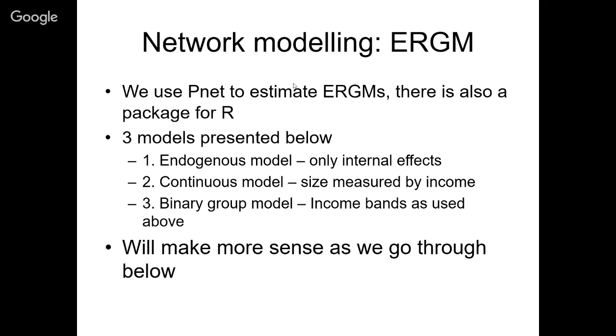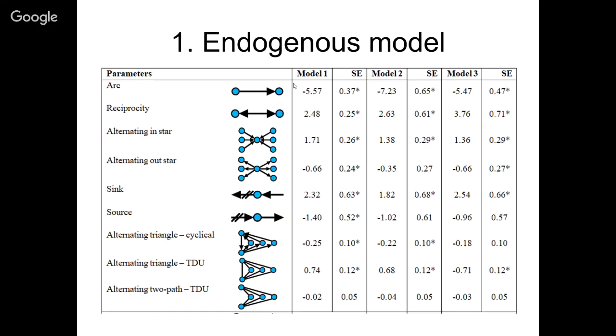So we used PNet to estimate our ERGMs, and we did 3 different ERGM models. There's a sort of control model, and then there are 2 measures of size: continuous income, just income, and then groups based on the strata that we've talked about. All the other methods I've used so far use 4 income groups split into bands. And it might make more sense as we look at the results of some of these models.